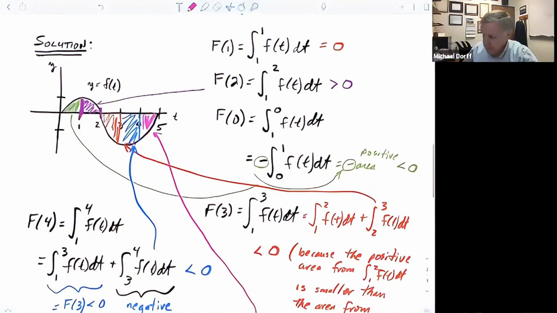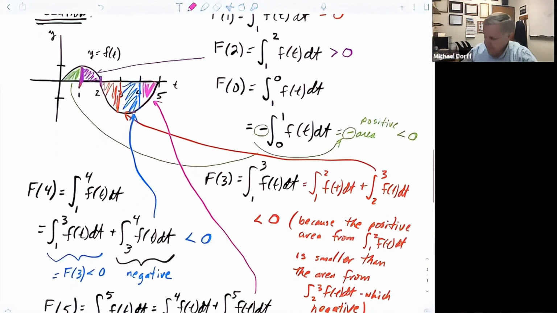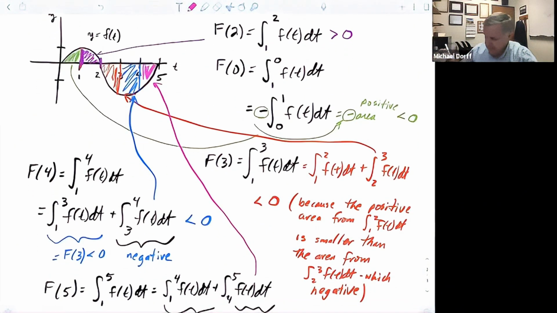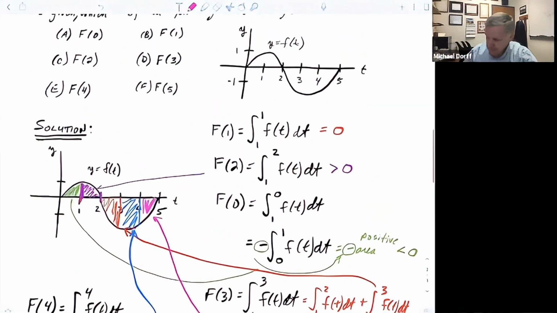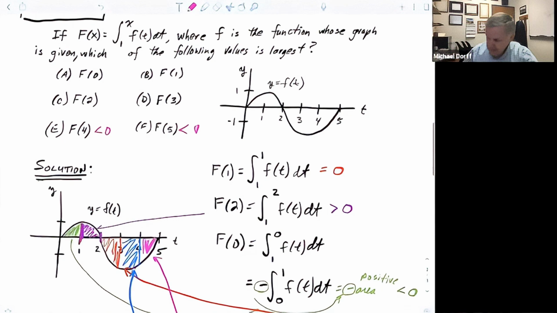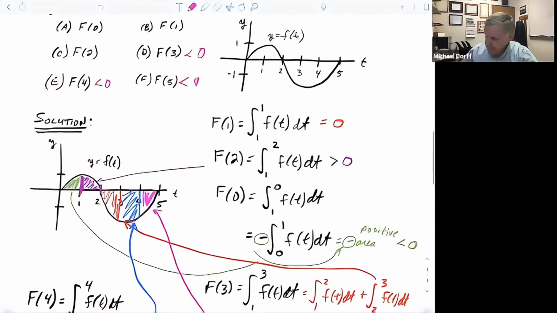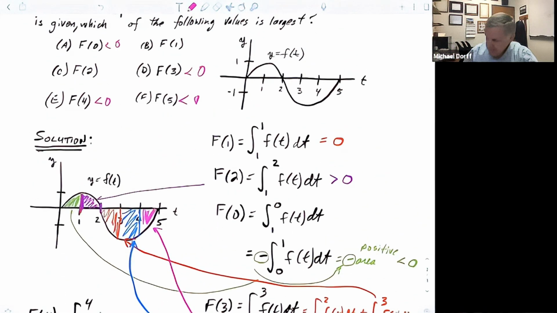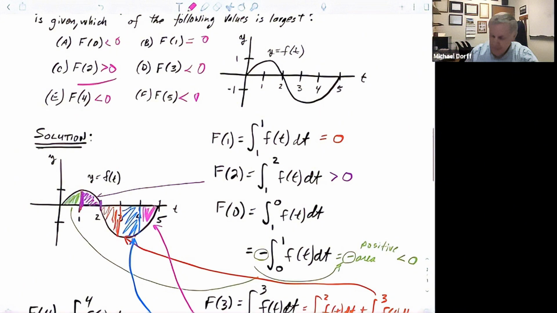So what do I learn here? Well, f of 3, f of 4, and f of 5 are all negative. So this is negative, this is negative, that's negative. f of 0 was negative, f of 1 was 0, and f of 2 was positive. That's the only positive one. So my answer is f of 2. Hope that helps.